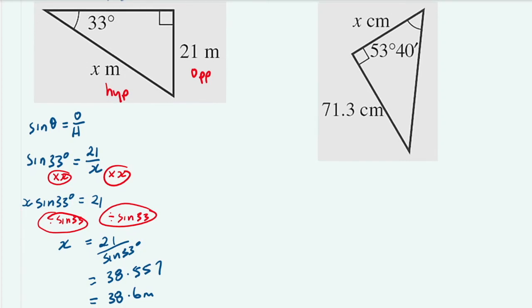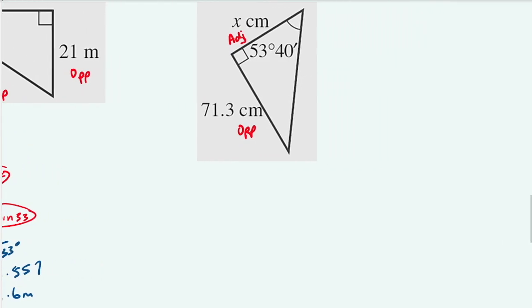Our next one. Now for this one, I'm just going to give you a little bit of a trick. So if you notice in the first one, the second line versus the fourth line, you can see that the x and the sine 33 have simply traded places. So on this next one, that's all I'm going to do. But again, no hypotenuse. I have the adjacent and I have the opposite. So we're going to use tan.